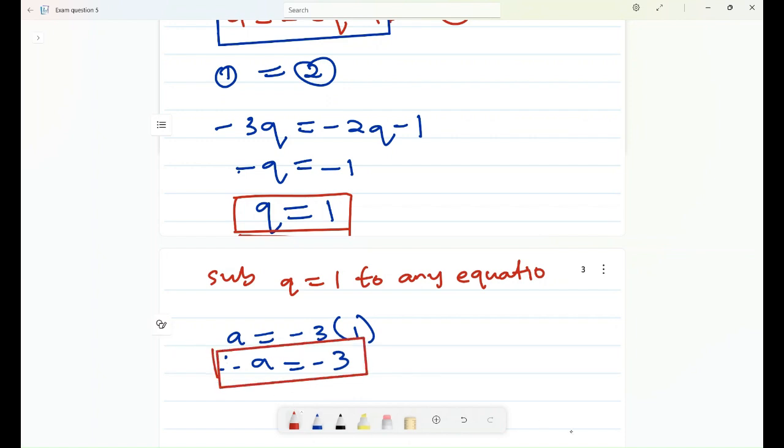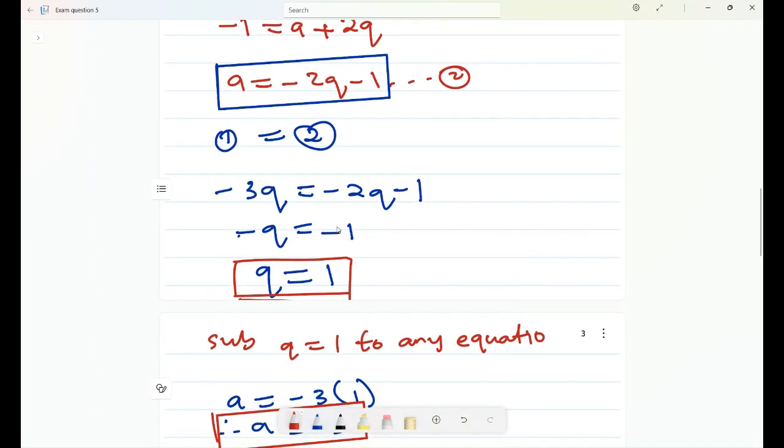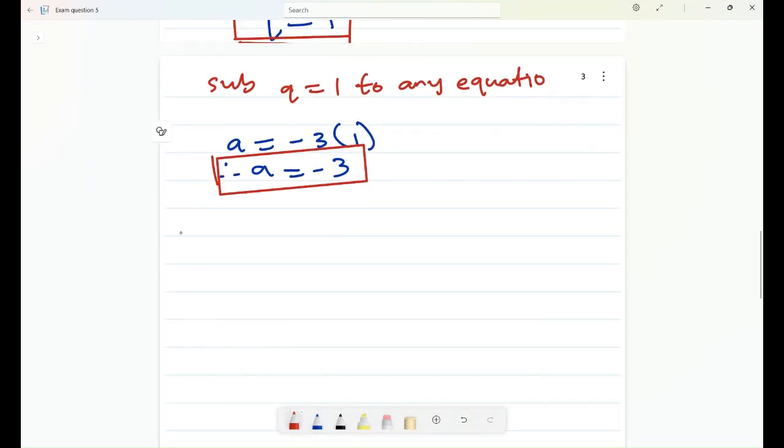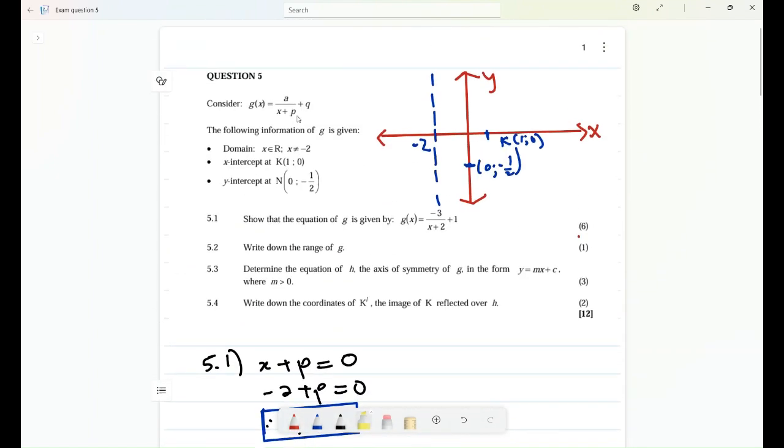I found the value of a. So I know my p is 2, q is 1, a is negative 3. Therefore g of x is equal to negative 3 divided by x plus 2, plus the value of q there, which is 1. So negative 3 over x plus 2, plus 1. Is it what we were required to prove? Yes.